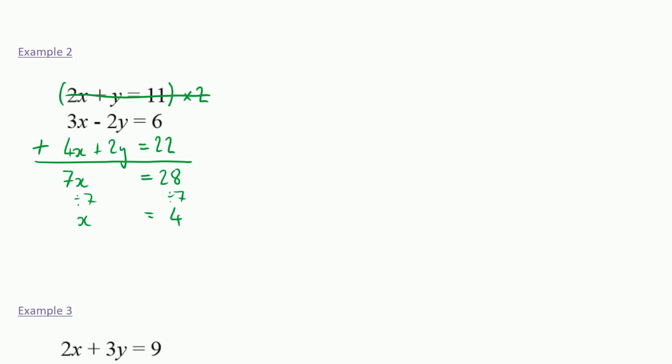Now I know that x is equal to 4, I can choose any of my equations. I'm going to pick this one here. So that's 3x minus 2y is equal to 6. I know that x is 4. So 3x is 3 times 4, which is 12. 12 take away 2y is equal to 6.